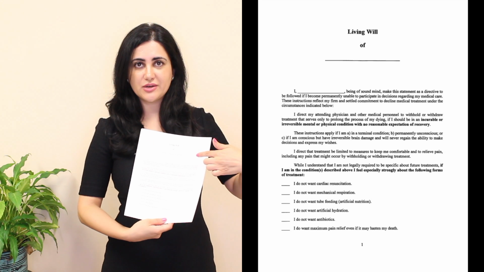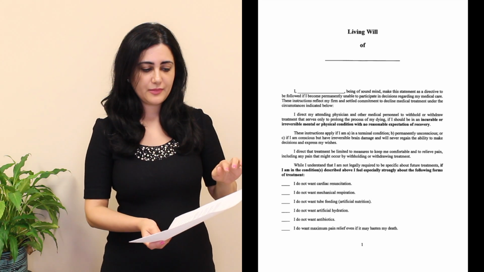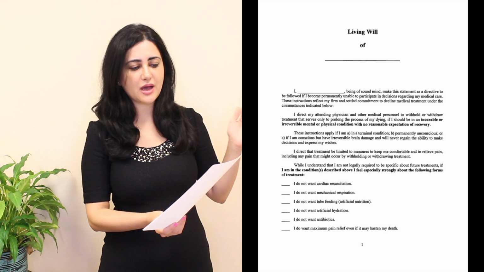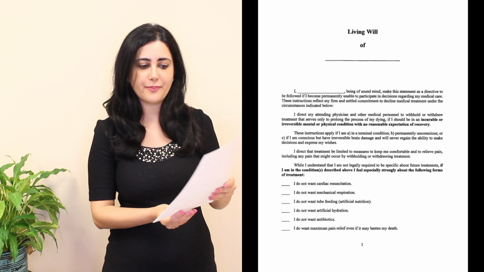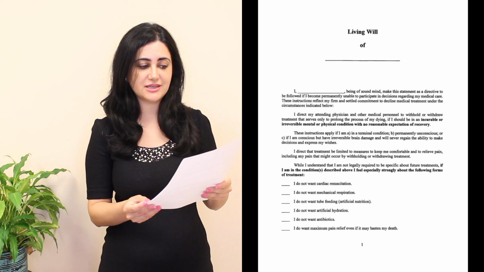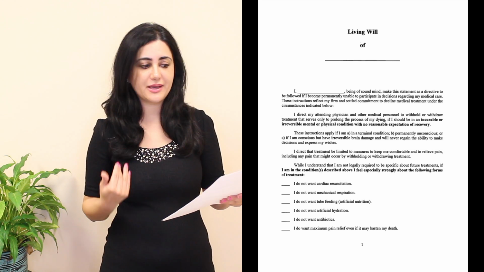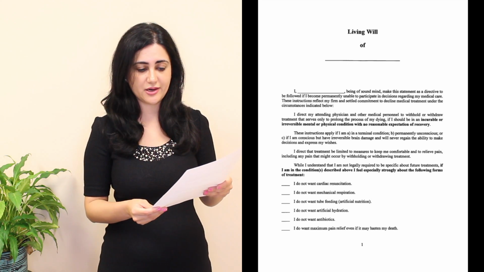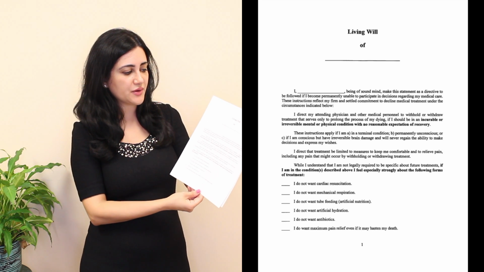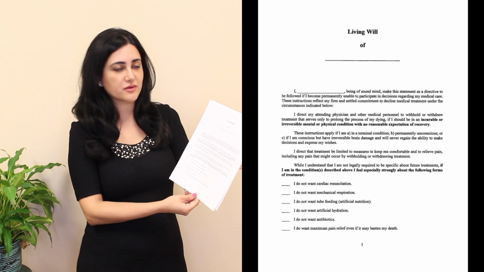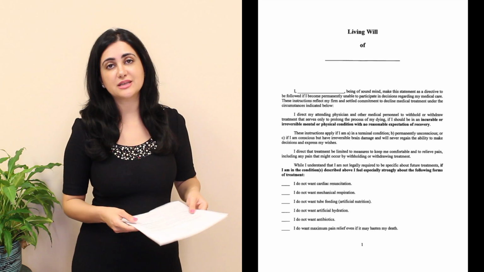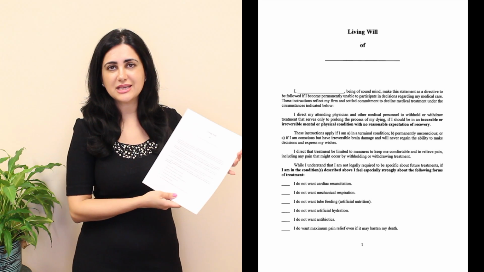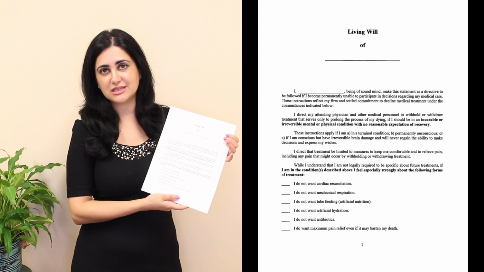You're also going to put your name at the very top, and then again your name sort of in the middle of the page, and it begins with I, being of sound mind, make this statement as a directive to be followed if I become permanently unable to participate in decisions regarding my medical care. This is if you're in an incurable or irreversible mental or physical condition with no reasonable expectation of recovery. And on this particular document we have 6 choices, right?